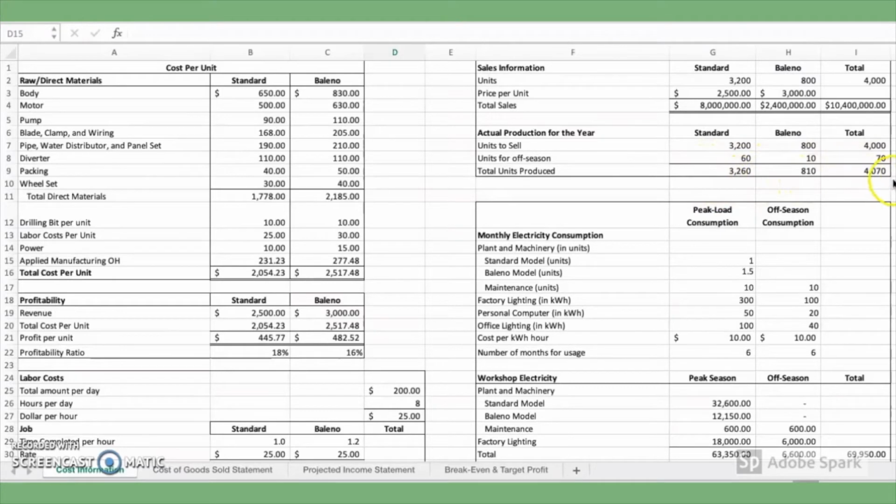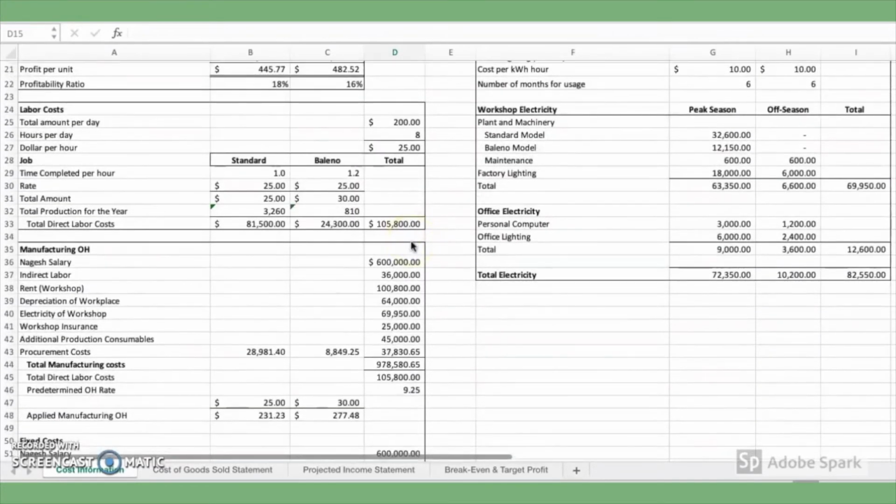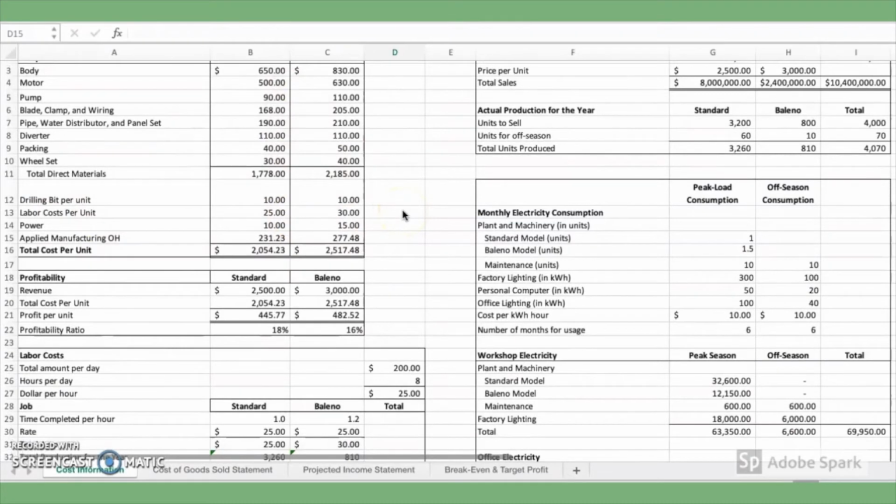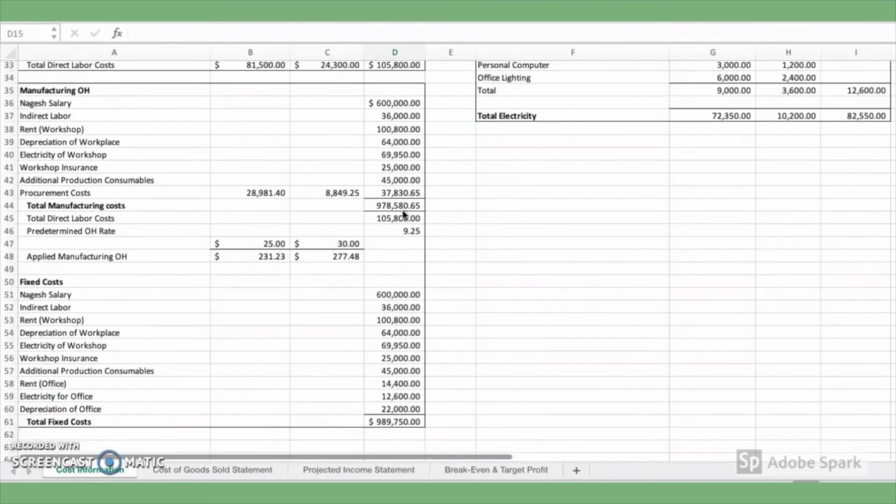So this is how much we actually produced for the entire year. So we multiply by what we actually produced for the year to get the total direct labor costs. And the total direct labor costs here is what's going to be our cost driver for when we do the manufacturing overhead. So we just take the 20 and the 25 for the labor costs per unit for both the standard and Bellino models.